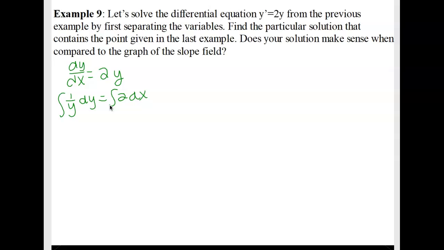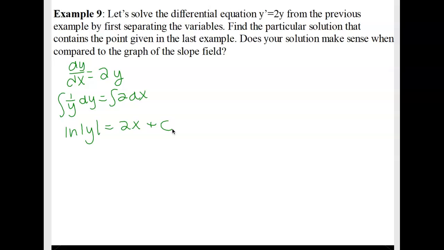All right, so you integrate 1 over y, then you integrate 2 dx. So you get ln y equals 2x plus c. So is the plus c in the exponent of e? Yes. So y equals e to the 2x plus c.